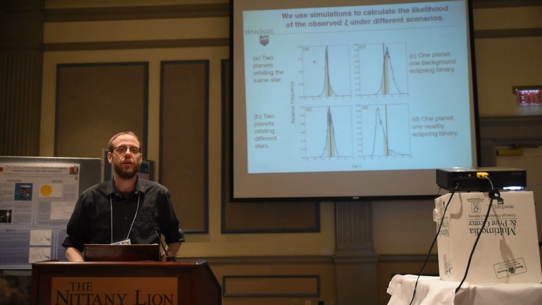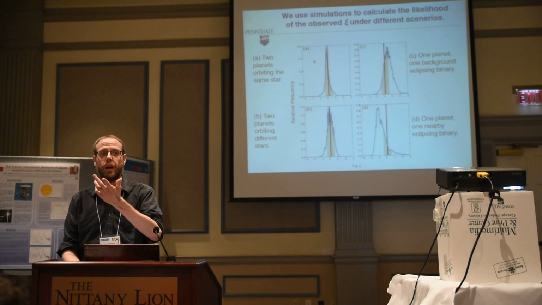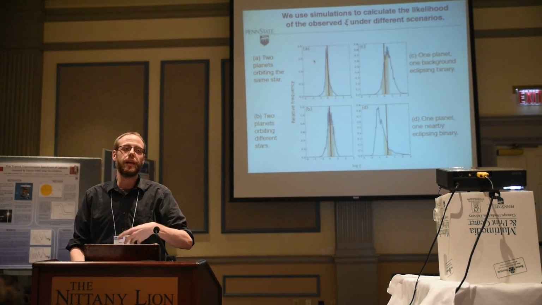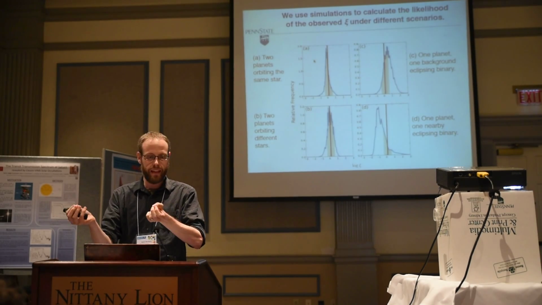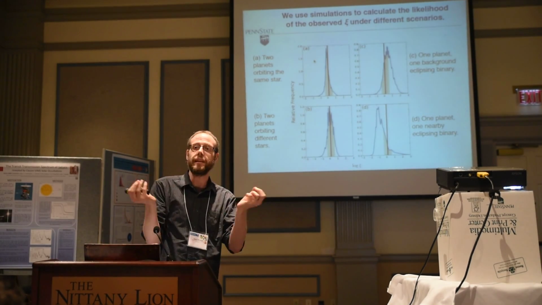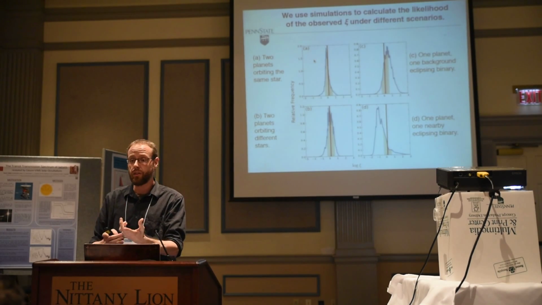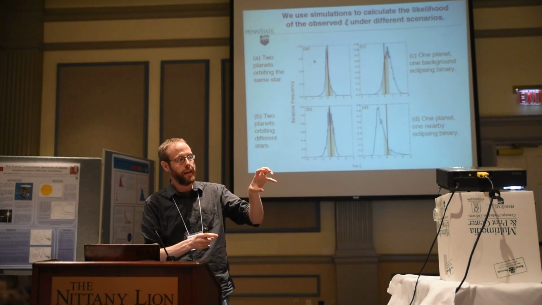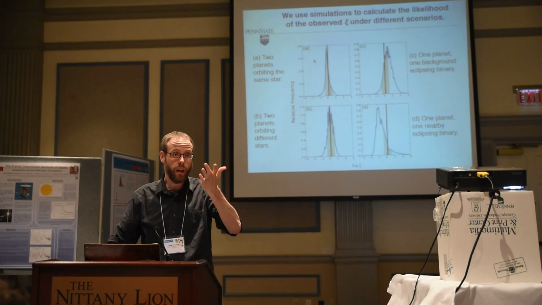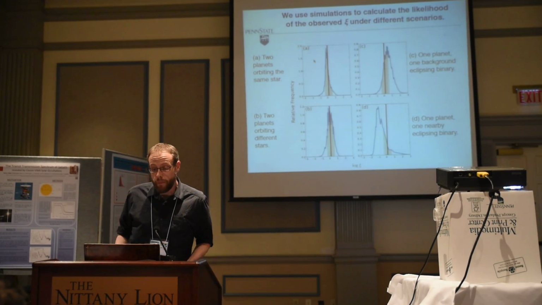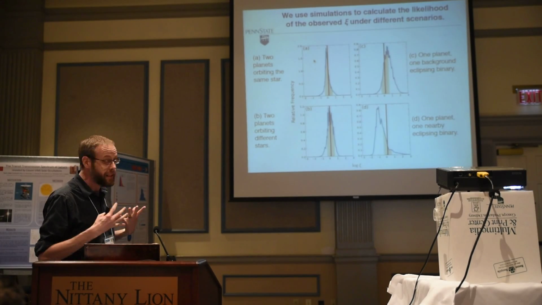Great! Okay, you're done. Oh, okay, but wait, it could be a background eclipsing binary. Okay, so let's make one of the planets a background eclipsing binary, and one of the planets around the target star, simulate that and see what we get. Oh, but now wait, what if the inner planet's now the eclipsing binary? Let's simulate that. And then, oh, what if it's a hierarchical binary? Or what if it's a planet around one star and then a planet around the other star? Oh my goodness. And you see why this project takes so long. And so that's what I do.